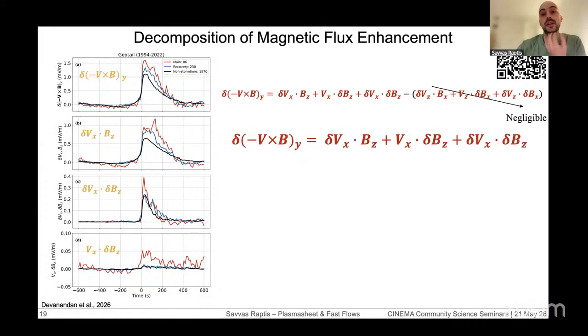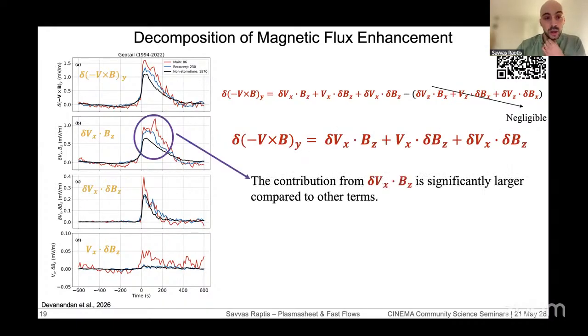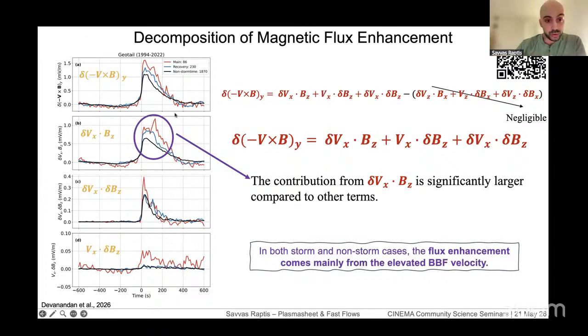So you end up with this simple equation, and I think the main takeaway here is that the contribution from the delta Vx and Bz is by far the highest compared to the other terms. Or in other words, it is the enhancement of the velocity of the bursty bulk flow phenomenon on top of the already elevated magnetic field in the whole plasma sheet during the main phase of the storm that contributes the most to the elevation of the convection electric field.